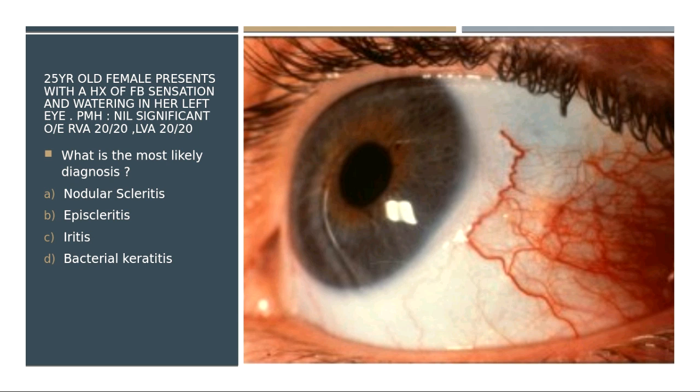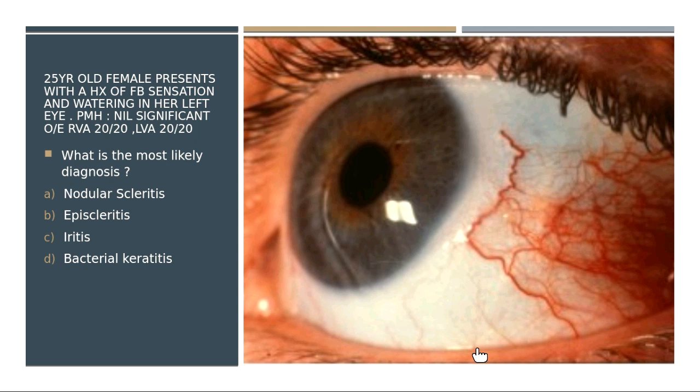I'll try, I guess. So I see injection on the sclera on the temporal region. Yes. Is it generalized injection? No, it's localized to the temporal region. Right. So this is sectoral kind of injection, right? Looks like conjunctival injection. What is the most likely diagnosis?